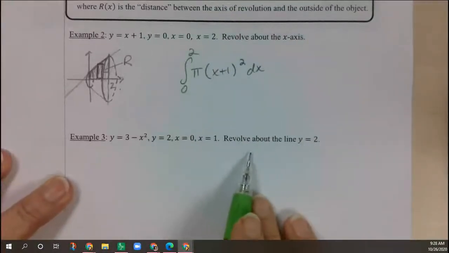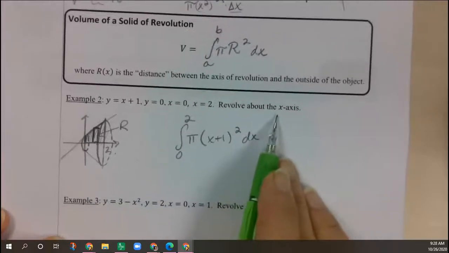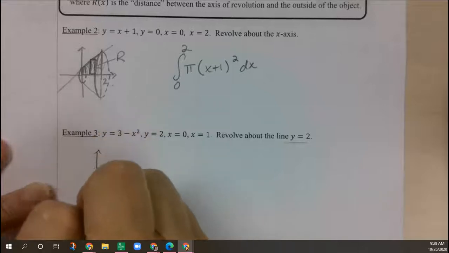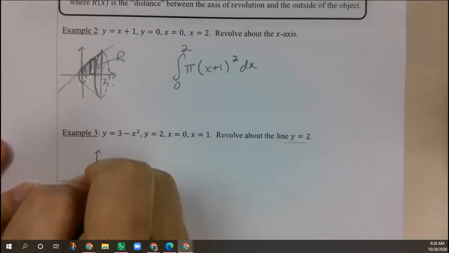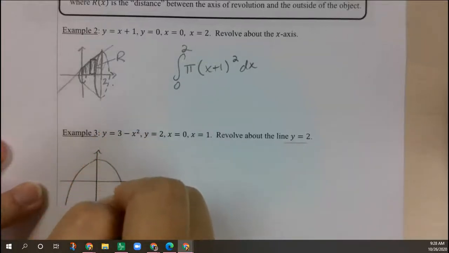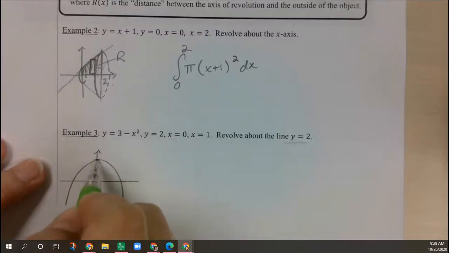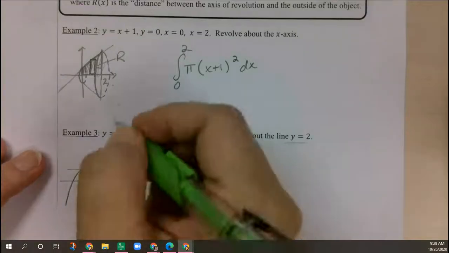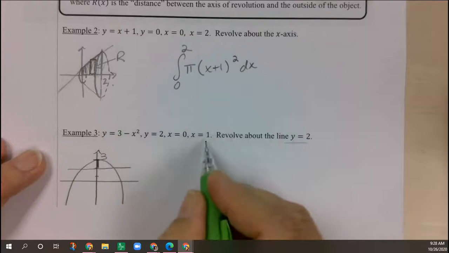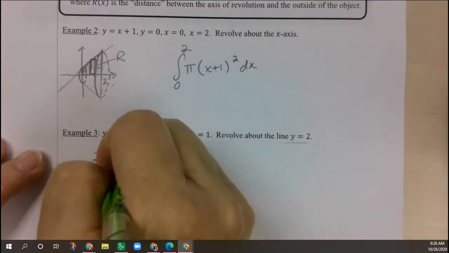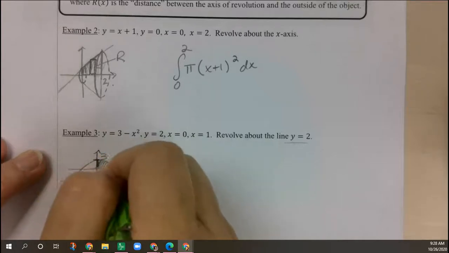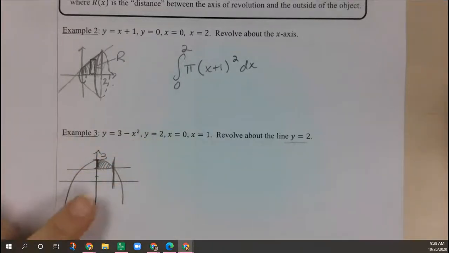This question is going to be a little bit different because notice instead of going around the x-axis, we're going to go around the line y equals 2. So 3 minus x squared would look like this. It's crossing up here at 3. So y equals 2 is going to be here. X equals 0, that's the y-axis. And x equals 1, fortunately, goes right through that intersection point. So here's the region that we're rotating.